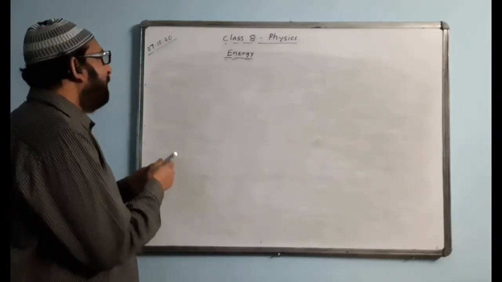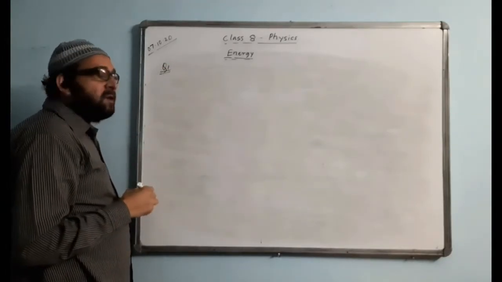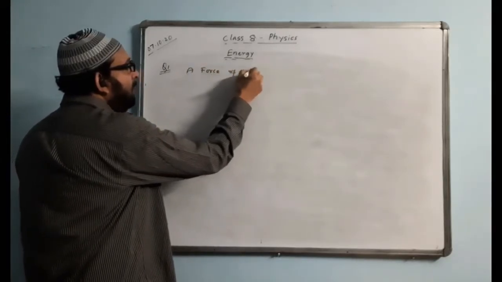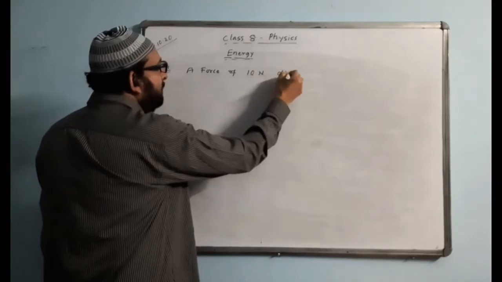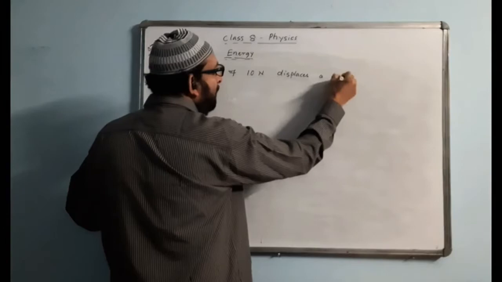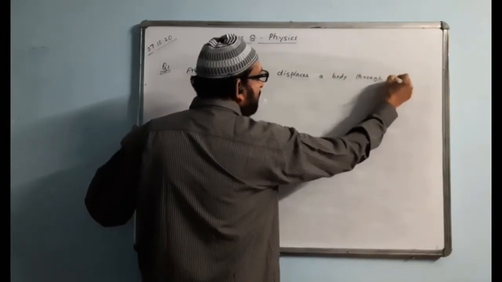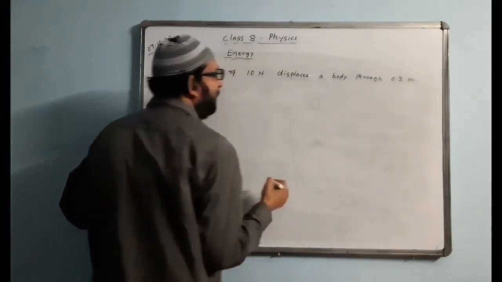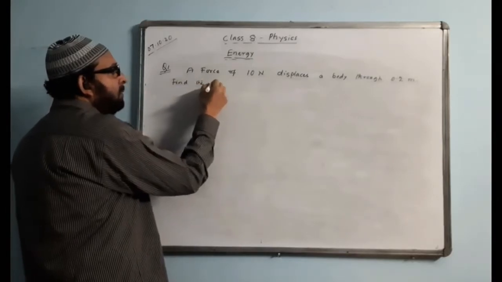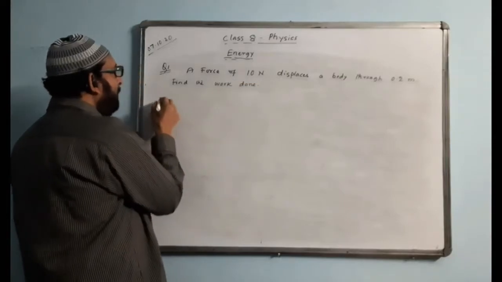So we'll do some numerical problems, some questions on this formula. Question says a force of 10 Newton displaces a body through 0.2 meter. Find the work done. Now how to find the answer?